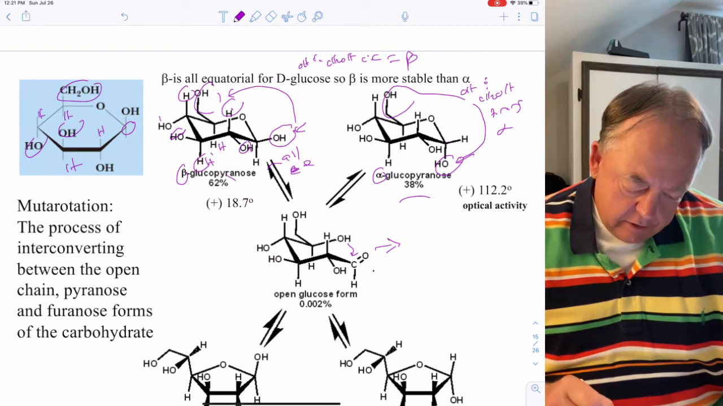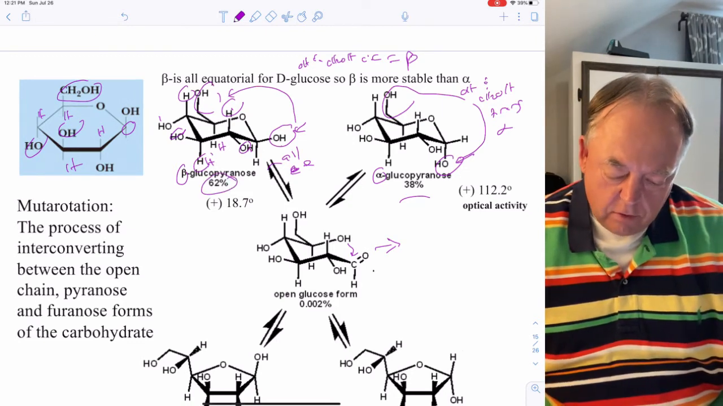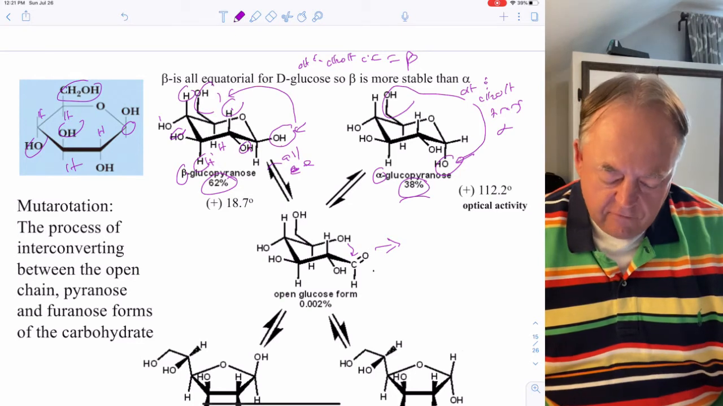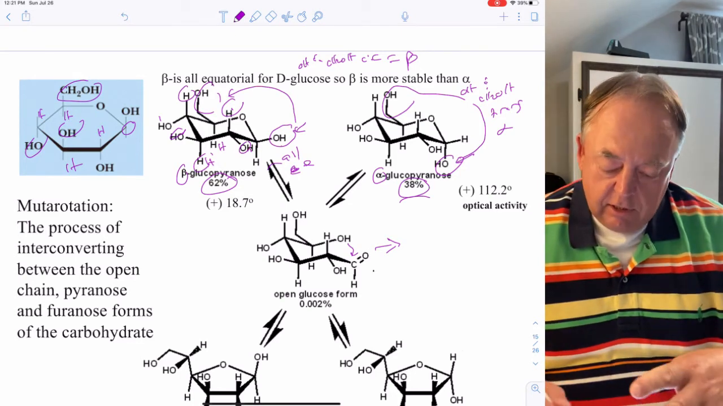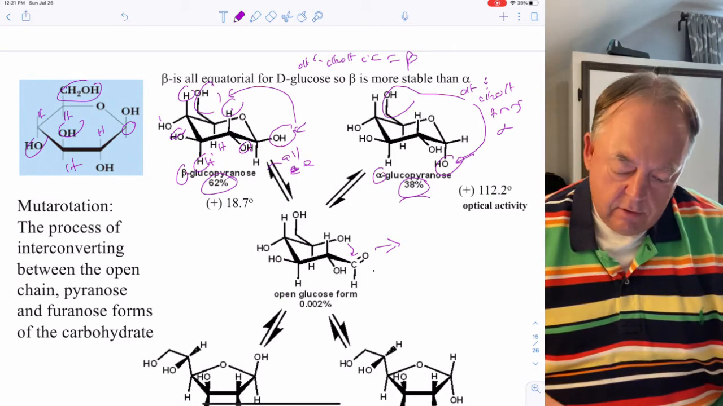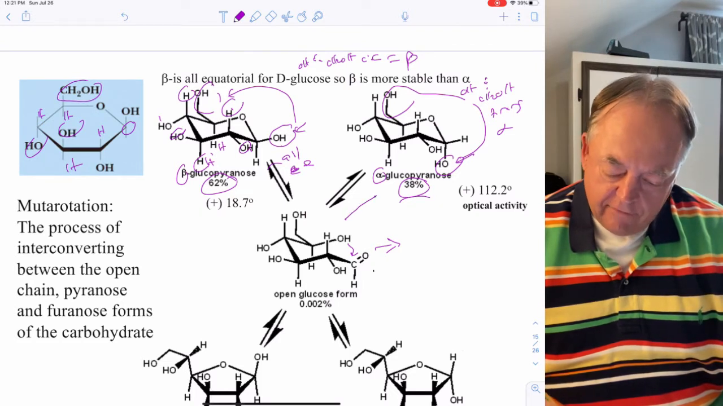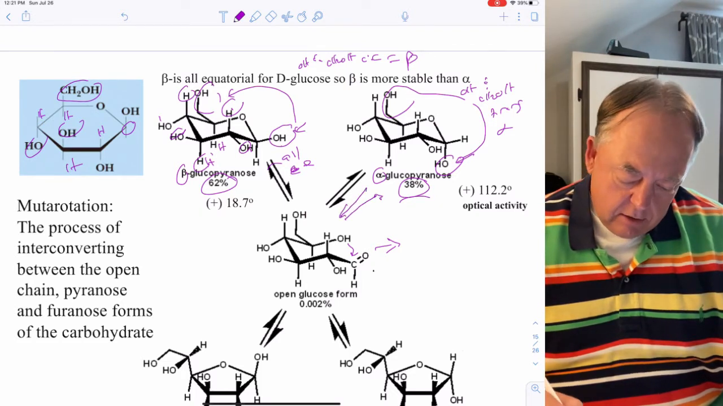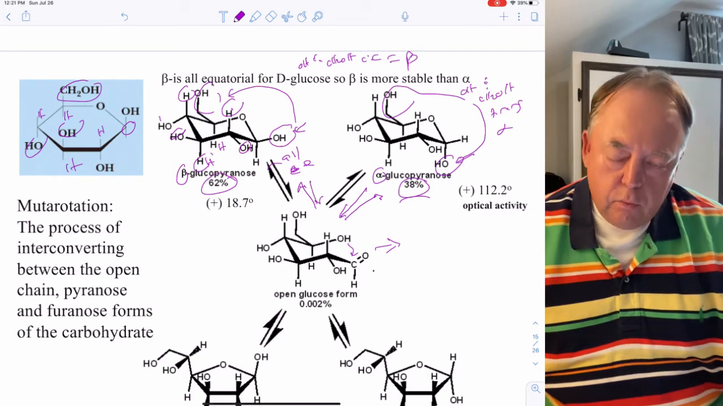So you can see that here, that you get 62% in the beta form and only 38% in the alpha form. But this carbohydrate is constantly going between all of these forms. It'll close into the alpha form and then open back up. Close into the beta form and then open back up.